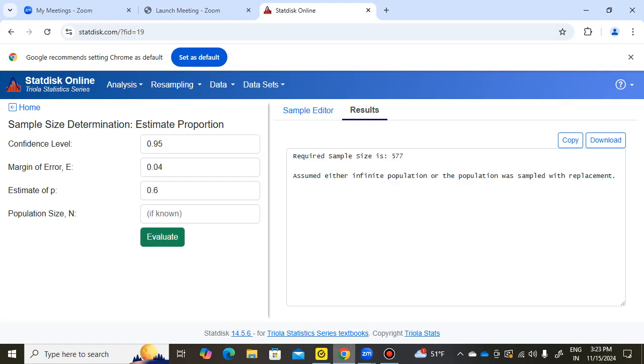Right, so 99%, 5% margin there, and then estimate of p, I'll leave it blank for now. We get 664. And then if you would do it at 50%, again, you get 664. There's a message below: assume a proportion of 0.5. I see. And then if you actually put in the proportion of 0.5, it doesn't have that, but it's still the same sample size.